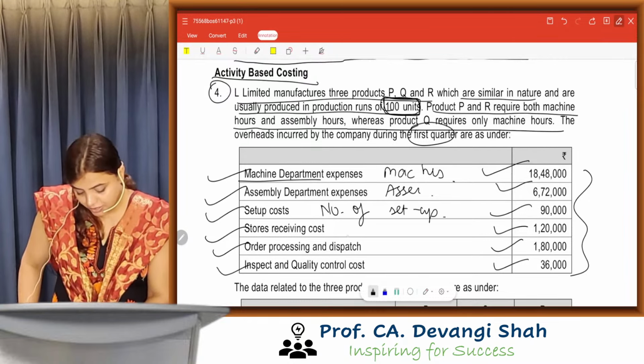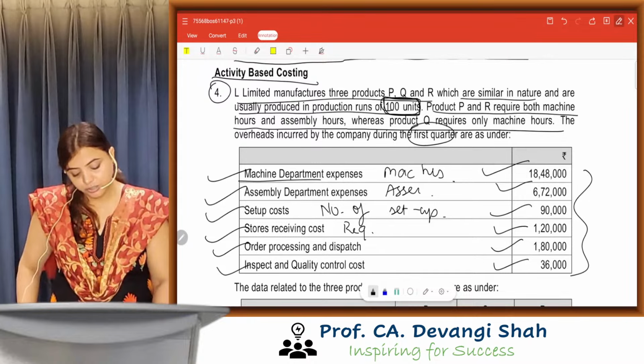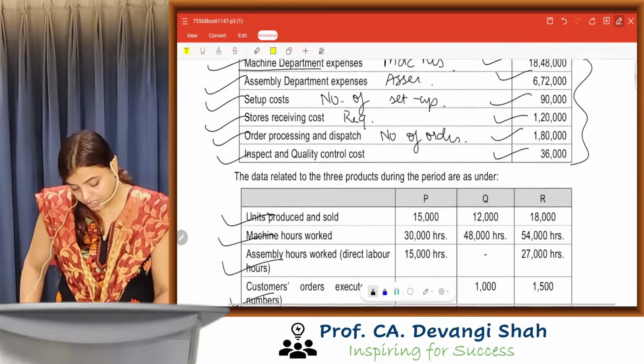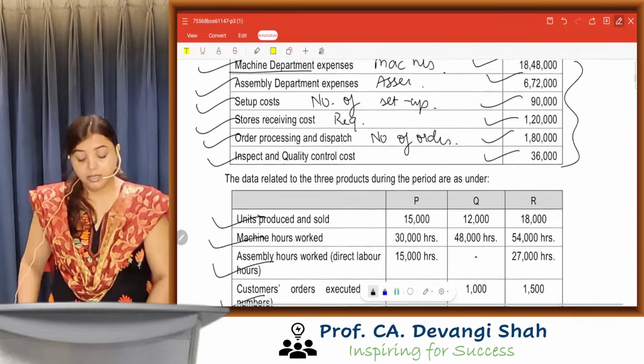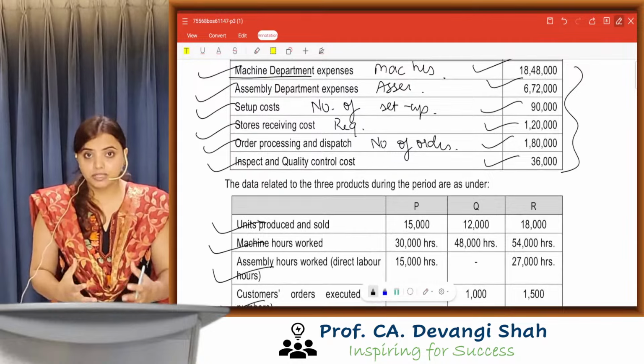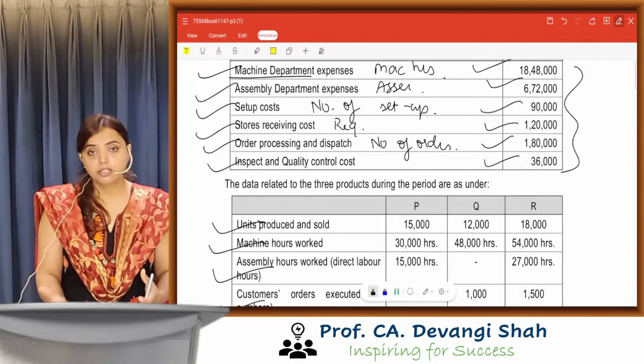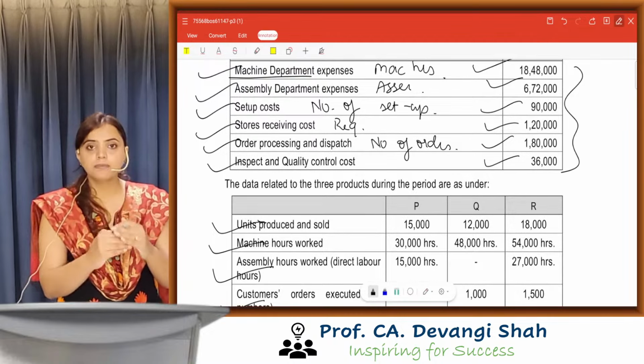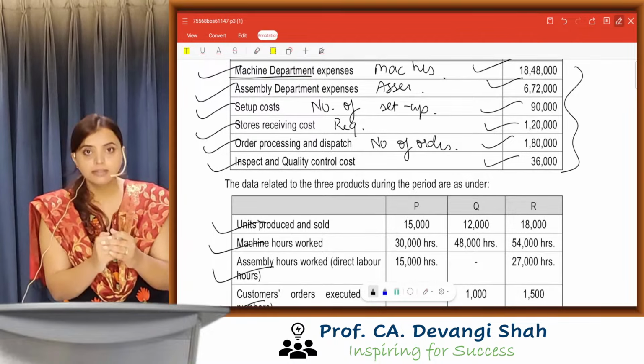Stores receiving is a requisition given in the question. Orders processed, number of orders. Inspection and quality control, nothing is given about that. But friends, inspection, that is checking. Quality control, that is जो बनाया वो standard quality का है या नहीं. Is it up to the standard quality that we have set?